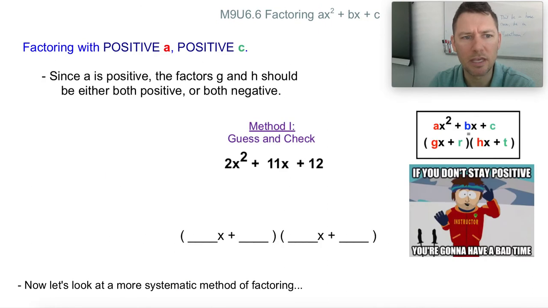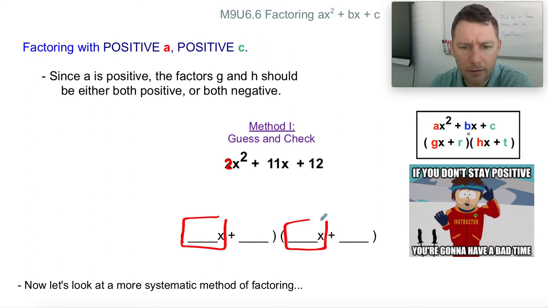Let's keep moving. The first way to do this is just to try it out, guess and check. This is back to our original warm-up problem. I know that this piece comes from this chunk and this chunk multiplied together. So it's got to be something x times something x to give me the x squared. And what's the only way to multiply to 2? Well, 2 times 1. So I'm going to put a 2 there and a 1 there.